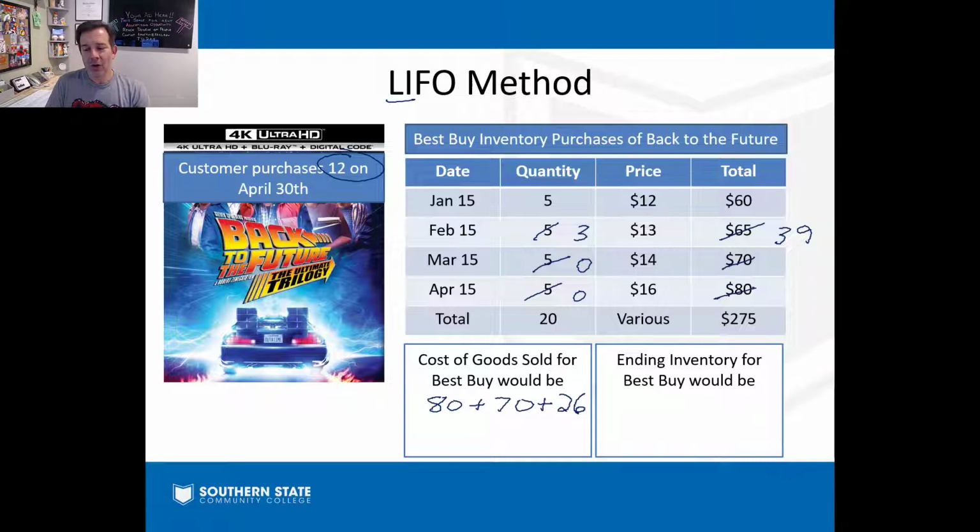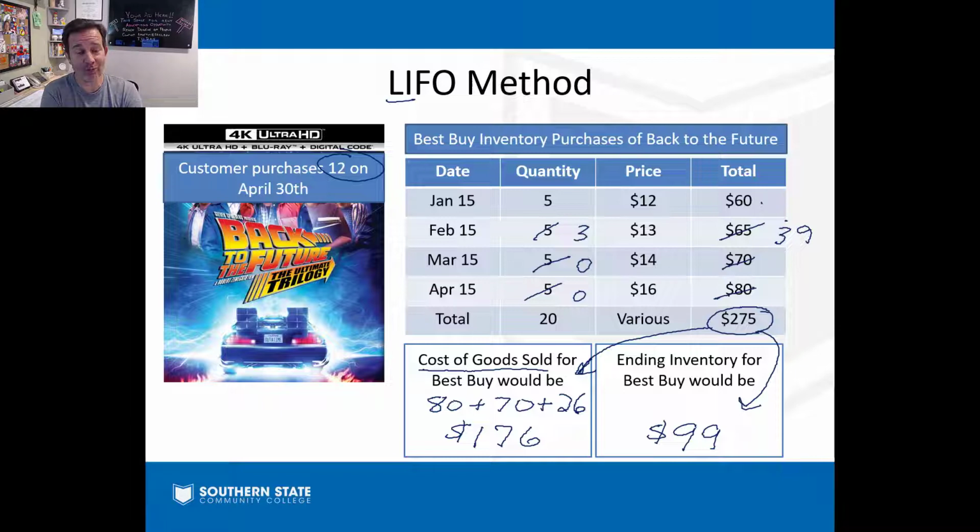Okay? So 80, 70, and 26, 80 and 70 is 150 plus 26. Our cost of goods sold for that 12 would be $176. We have all of our beginning units on January 15th still in inventory. And we have 3 from our February 15th buy at 39. So 60 and 39, our ending inventory would be 99. Again, those two together, 275. What was sold, cost of goods sold, what's left over, what hasn't sold, ending inventory. FIFO and LIFO. Good times, right?